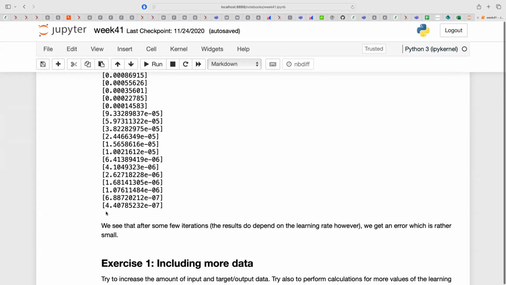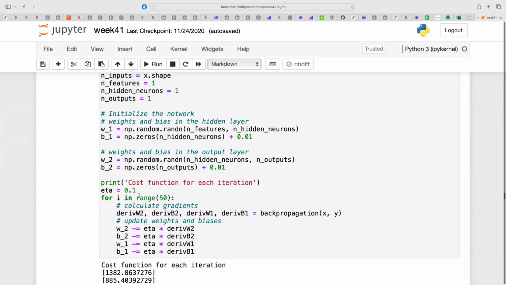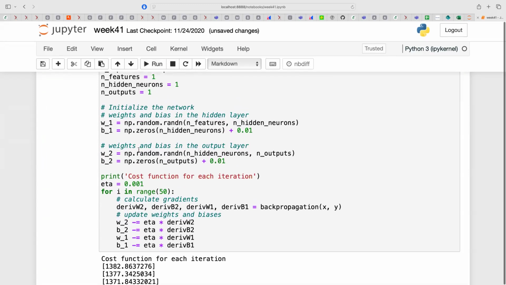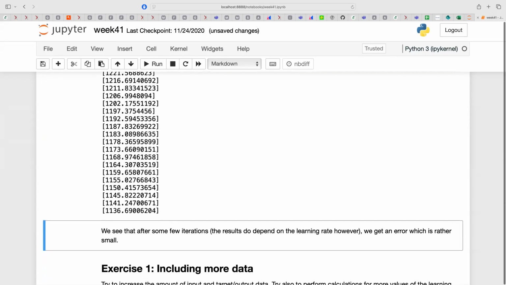Obviously, in this case, I have a learning rate, which I have tuned. You can see now if I change this learning rate, suppose I put it to 0.001 and rerun it, you will now see that after 50 iterations, my mean squared error is 1100. So the learning rate becomes a very important parameter.